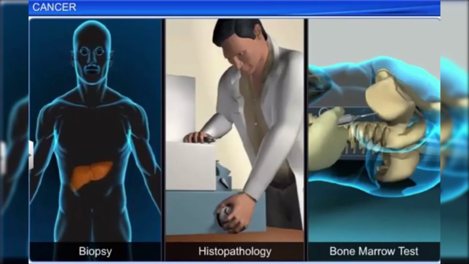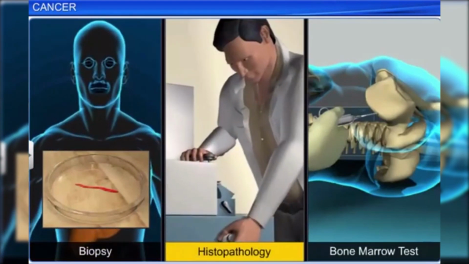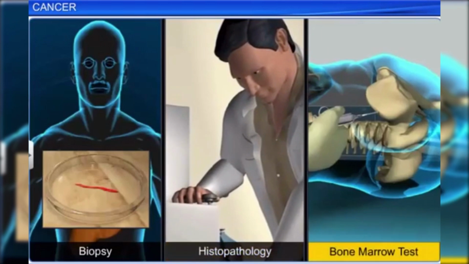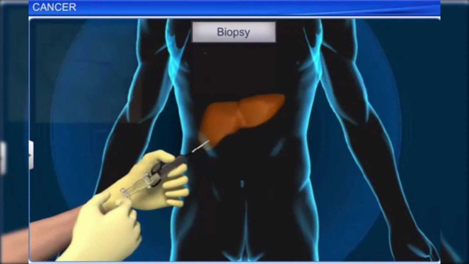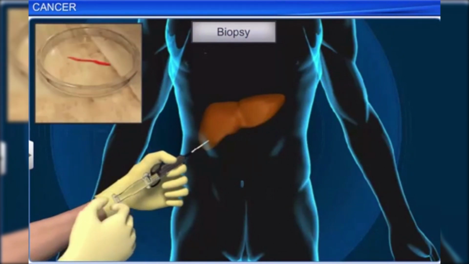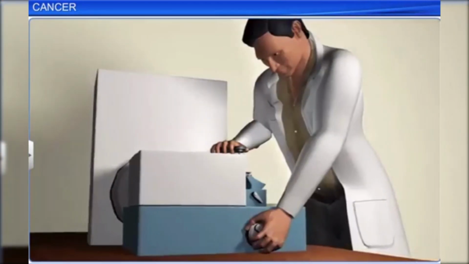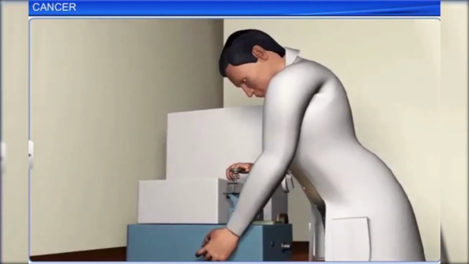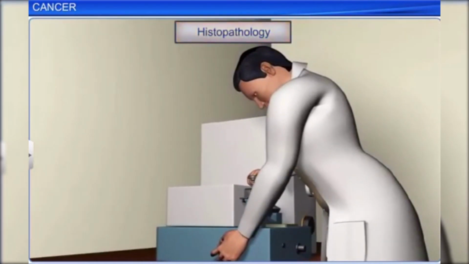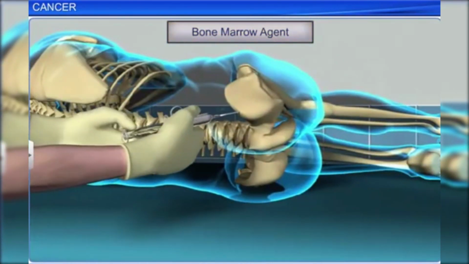Cancer is detected by using a variety of methods such as a biopsy, histopathology of blood as well as tissue, and bone marrow tests. In a biopsy, a piece of suspected tissue is cut into thin sections, stained, and observed under a microscope by a pathologist. This microscopic examination of tissue to study the manifestation of disease is called histopathology. Bone marrow tests are also conducted to detect increased cell counts in the case of leukemia.